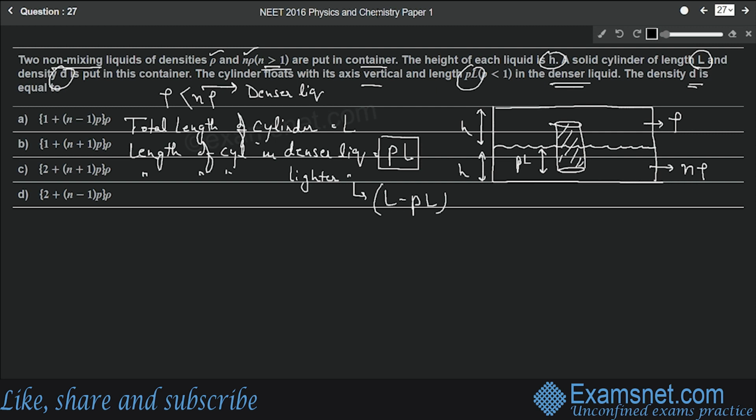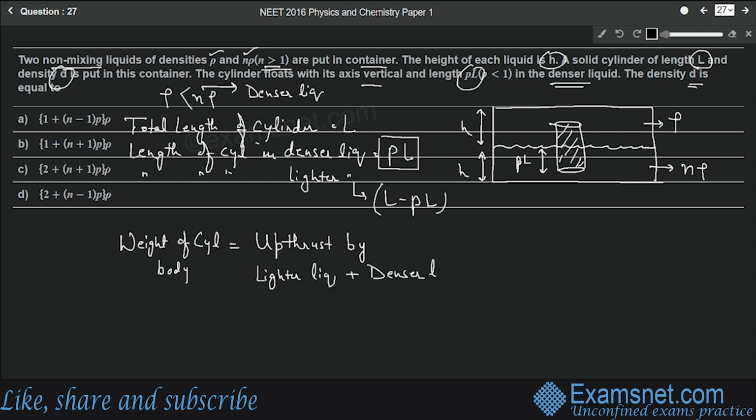Now we'll start with the main part of the solution. We know that the weight of the cylindrical body must be equal to the upthrust provided by both the liquids, because it is present in both the liquids. So upthrust by the lighter liquid plus upthrust by the denser liquid. Both the liquids are involved here. So this is the main part of the solution.